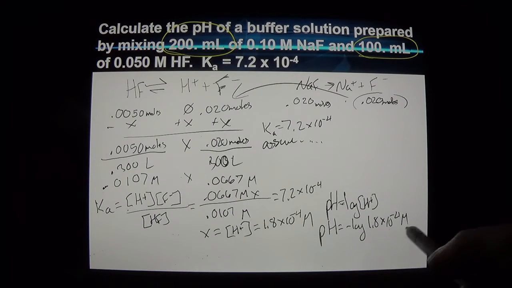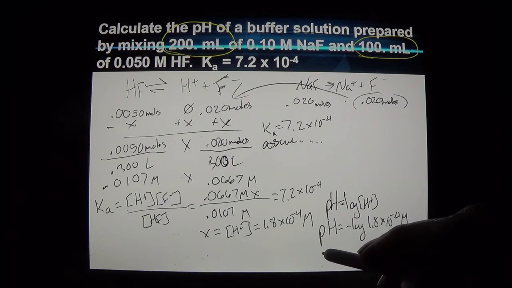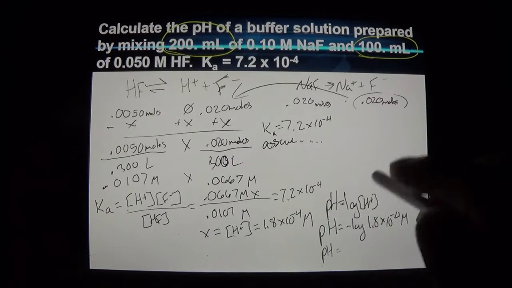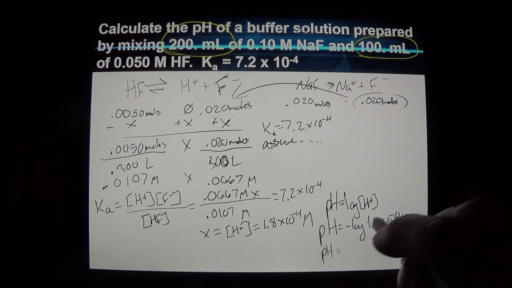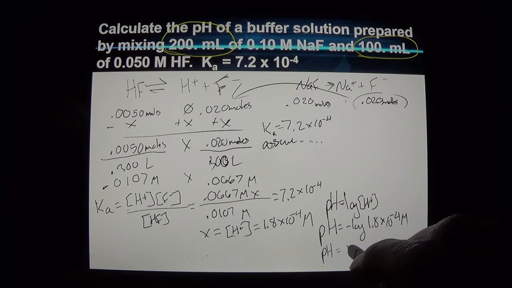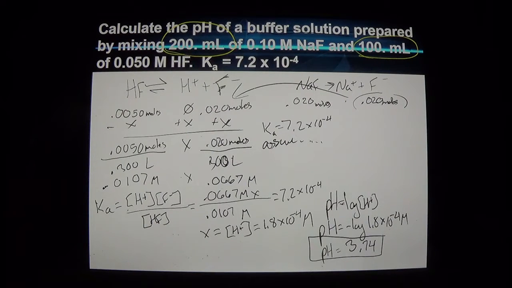Okay. Which means my pH is the negative log of the concentration of H. That's a 4 there. My pH is 3.74. So there is the pH of this buffer solution, and we did a calculation. We've done many calculations just like this for buffers before. What was unique about this is we accounted for the dilution that happened when we mix these two solutions.